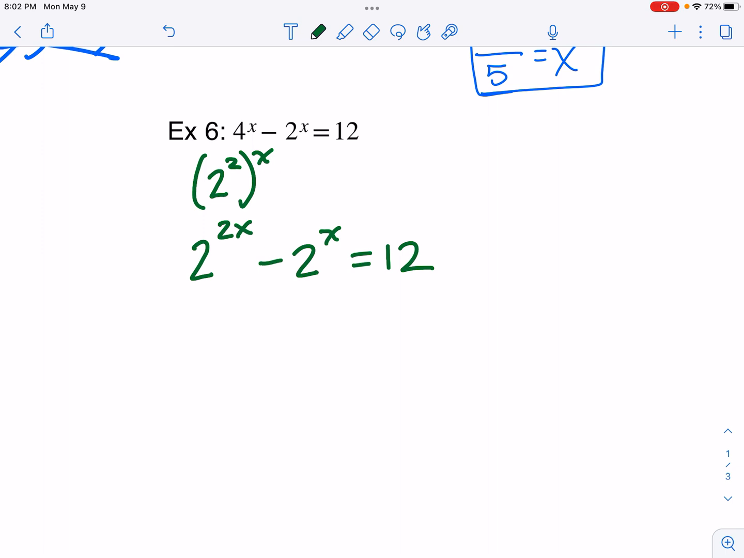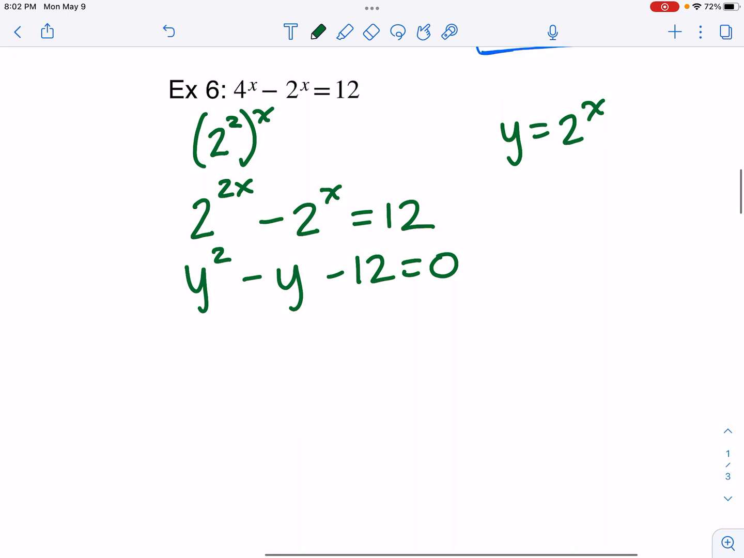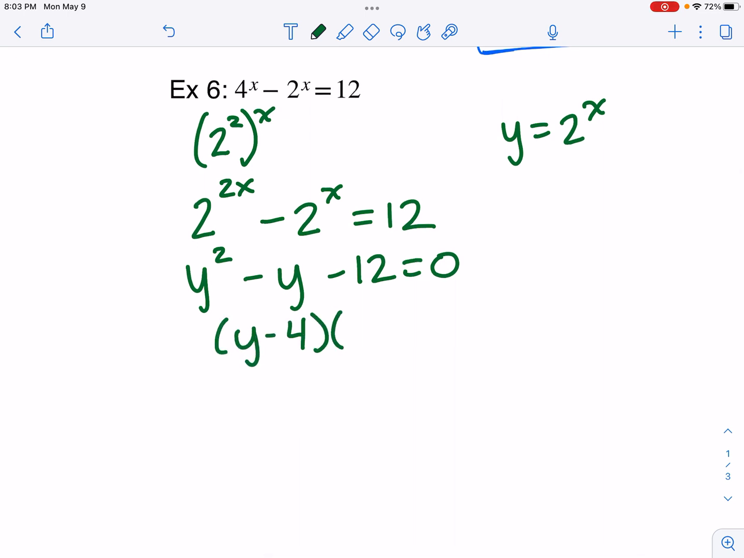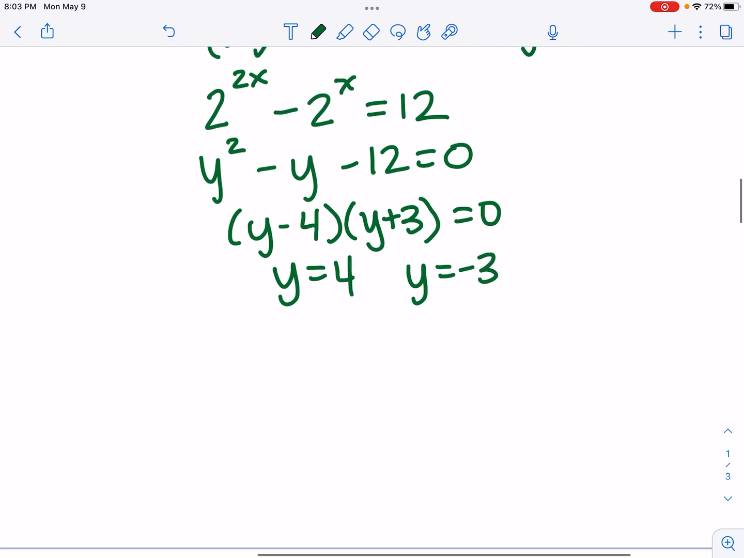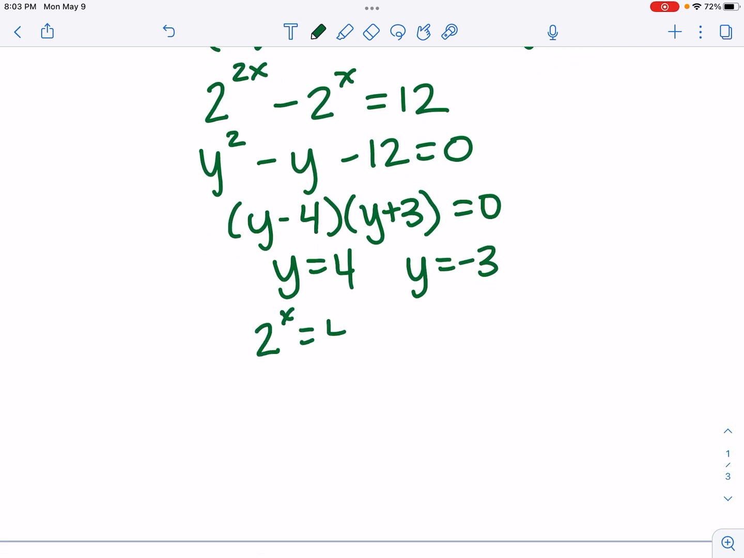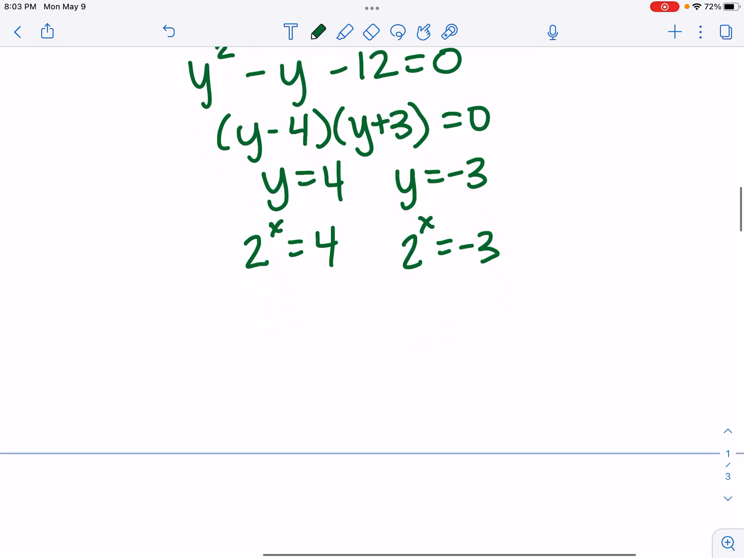That's a quadratic. Let's say I set y is equal to 2 to the x, so now I have y squared minus y. I'm going to go ahead and subtract that 12 over, and that equals 0. Y minus 4, y plus 3, so y equals 4, and y equals negative 3. Replace that with 2 to the x. And then to solve for that variable in the exponent, we're going to rewrite this as a log.